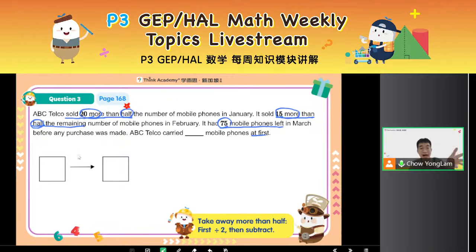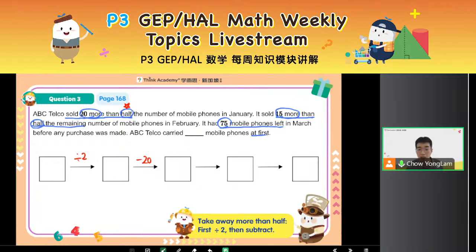So since I sell half, then it's a divide by 2. But then I have to sell 20 more. If I sell 20 more, that means I give away another 20. So whatever is left in my pocket, it's less. I give away 20 more, there's less in my pocket. So it's a minus 20. Then we continue, sell 15 more than half. We continue by selling 15 more than half. Now, can you tell me what are the operations I should put on top of the 2 arrows?